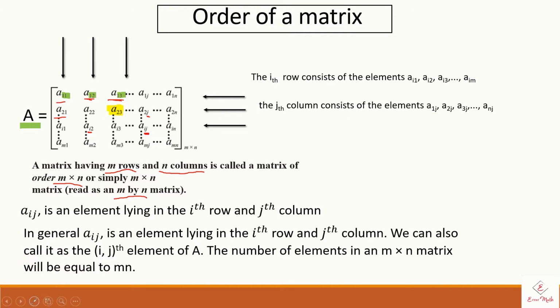ये हमें कैसे पता चलेगा? हमें सिंपली ये जो ऑर्डर है इसका multiplication करना है। तो total number of rows और total number of columns के multiplication से हमें पता चलेगा that how many total elements are there in this particular matrix.